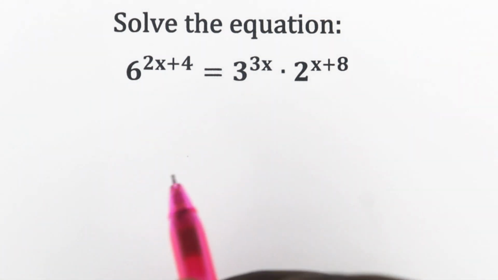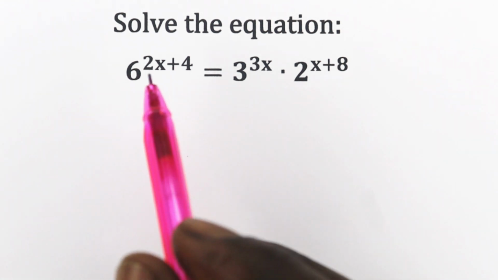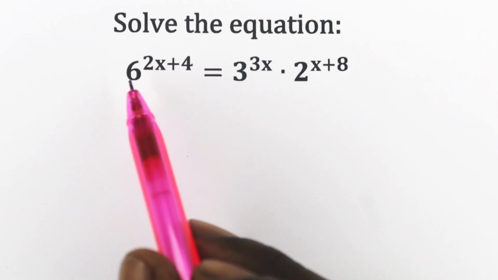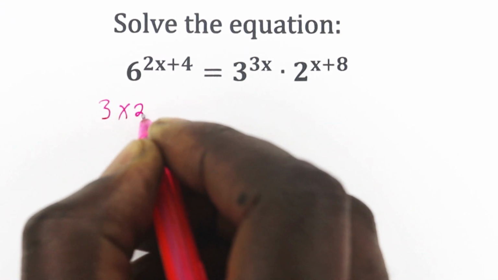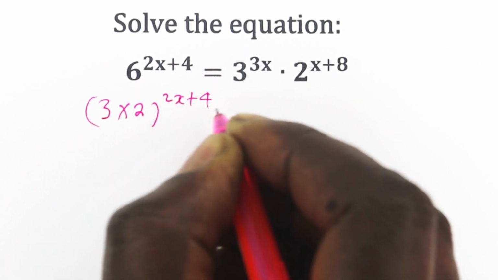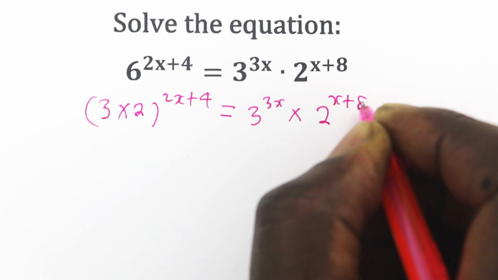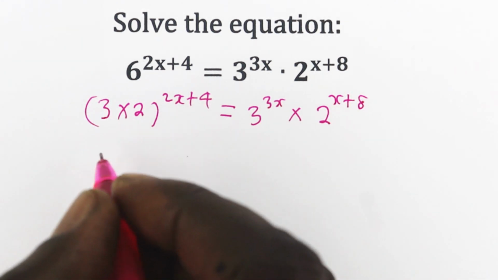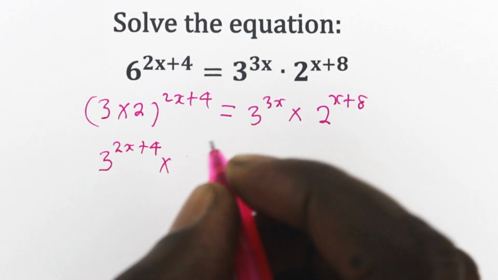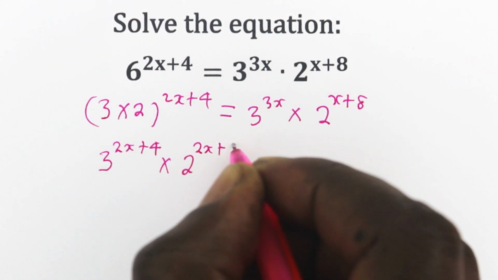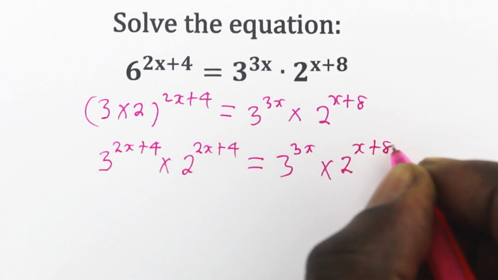So for us to apply the laws of indices, either the powers must be the same or the bases must be the same. In this case, it is easier to unify the bases. We can write 6 in terms of 3 and 2, so that we have 3 times 2 raised to the power 2x plus 4 is equal to 3 raised to the power 3x times 2 raised to the power x plus 8. So we can open up this bracket so that we have 3 raised to the power 2x plus 4, because the power is common, times 2 raised to the power 2x plus 4 is equal to 3 raised to the power 3x times 2 raised to the power x plus 8.